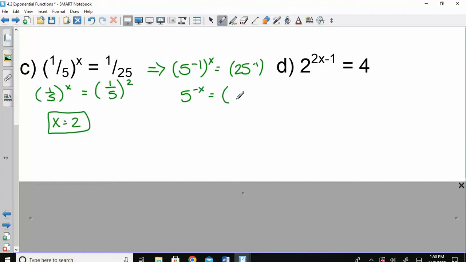So we have 5 to the negative x equals... 25 is 5 squared. Two times negative 1 is negative 2. And we get to the same point. It was just a little bit longer to get there. So if you don't like fractions, you can flip them just by throwing in a negative exponent. We'll definitely look at a lot more of those.